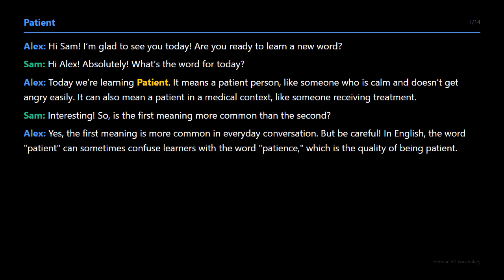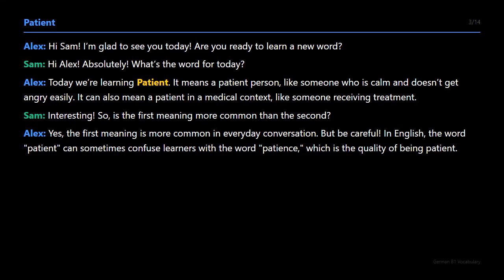Interesting. So, is the first meaning more common than the second? Yes, the first meaning is more common in everyday conversation. But be careful. In English, the word patient can sometimes confuse learners with the word patience, which is the quality of being patient. Got it.